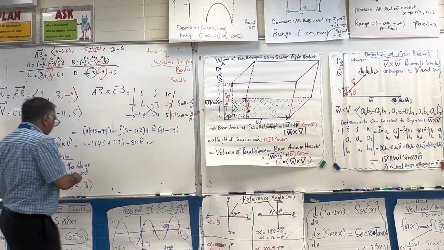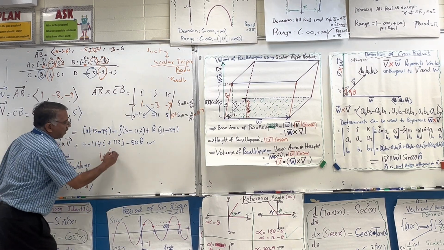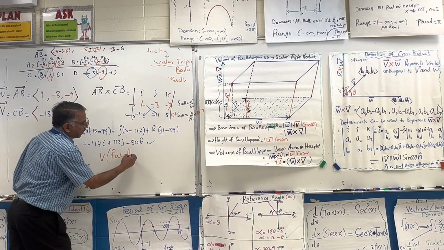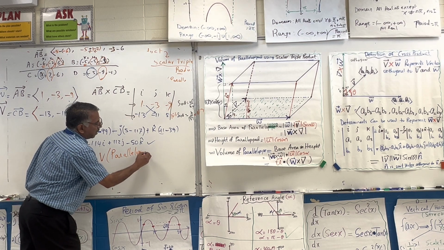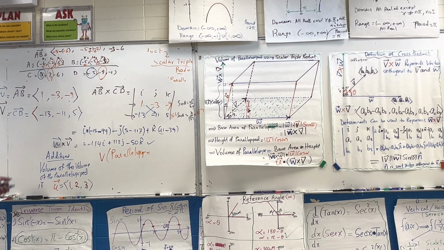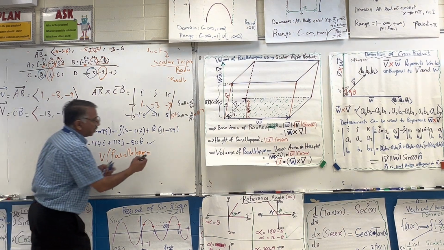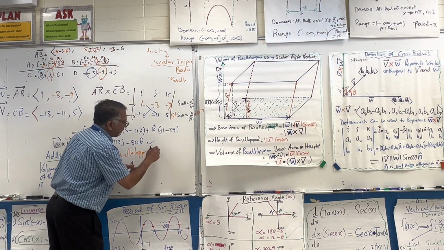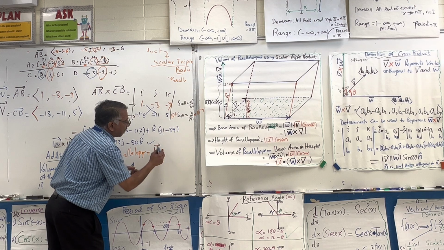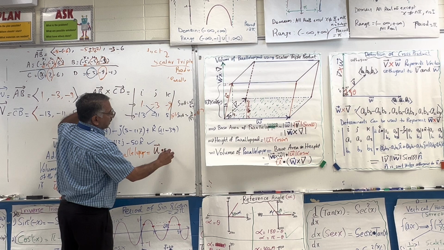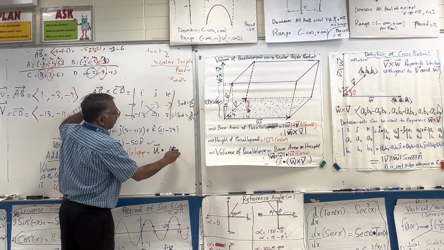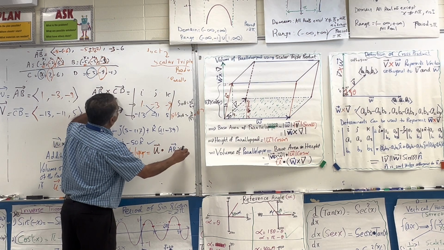Once you get this, the formula is like this: the volume of the parallelepiped is you take the dot product of U bar, the orange one, with the one that we got here. This part, see this one. So this is that AB cross CD.